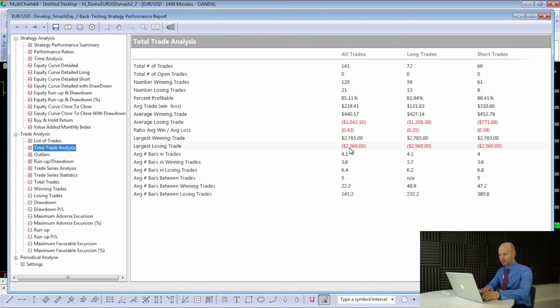Largest losing trade, there's our stop loss value, plus the $60 in trading costs, so just over $2,500 compared to that almost $11,000 largest losing trade before we used the stop loss. We still have an acceptable average trade size of $219, that's after costs, but dramatically smaller than that almost $1,000 average trade using no first profitable close exit.